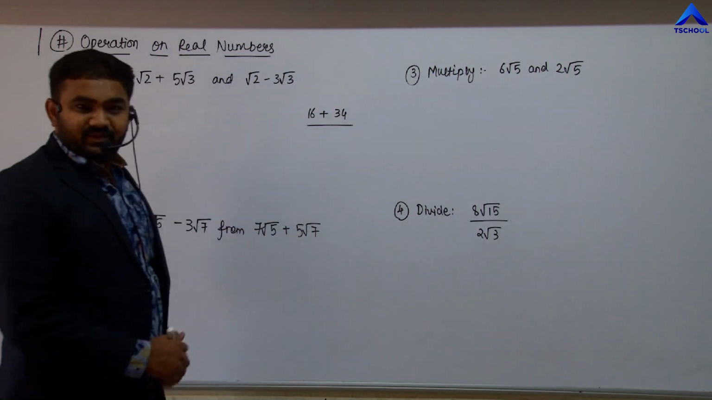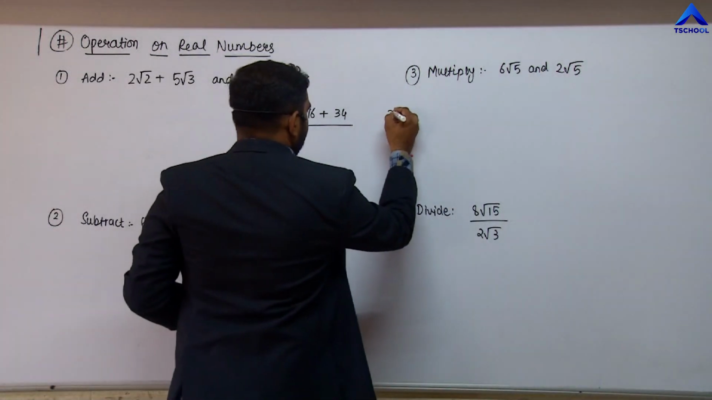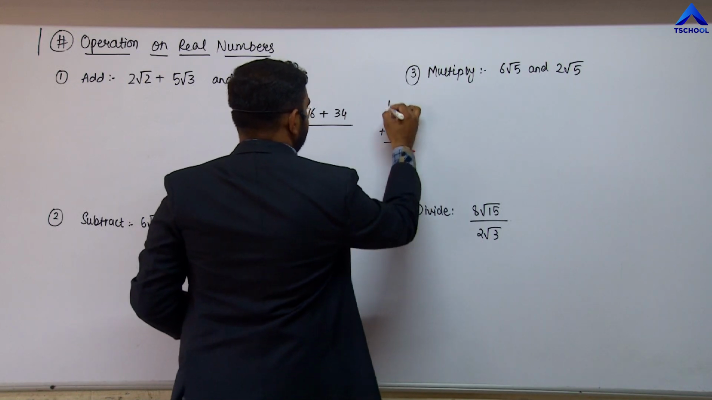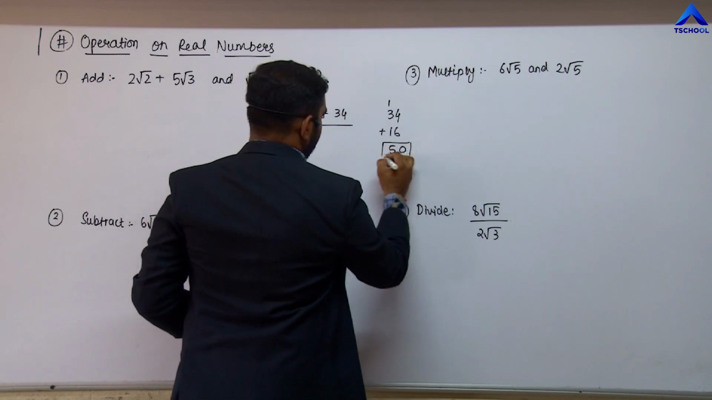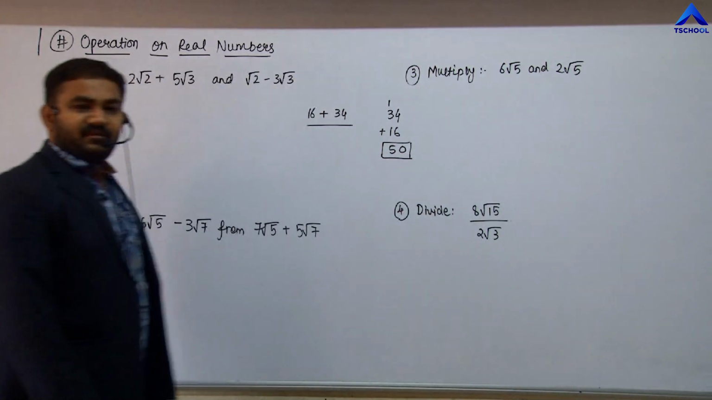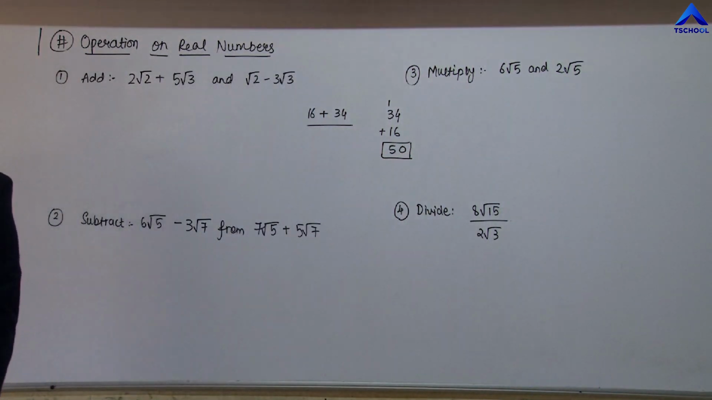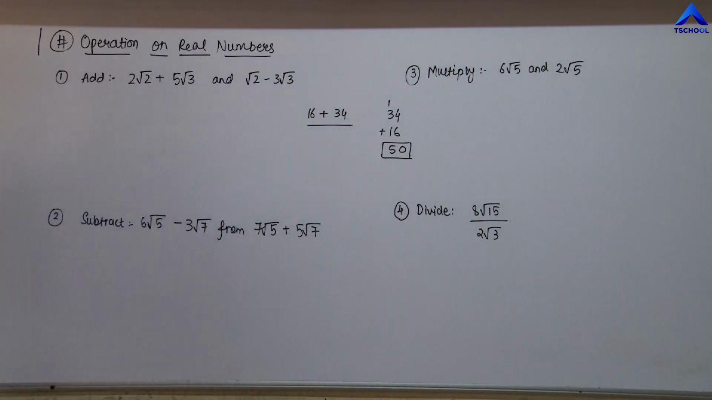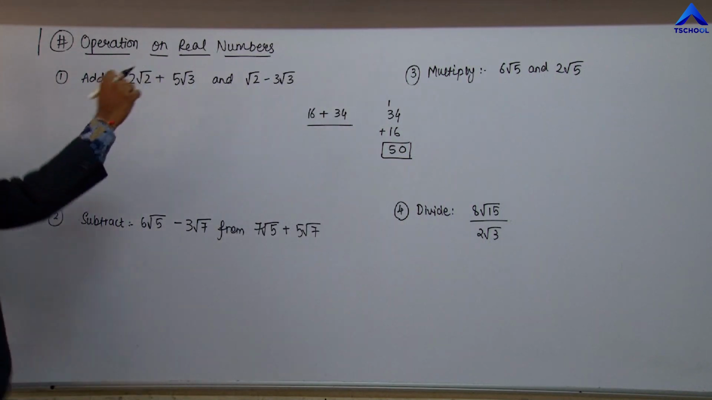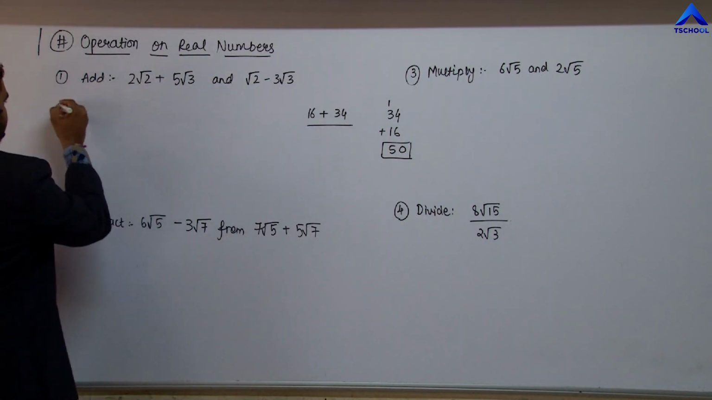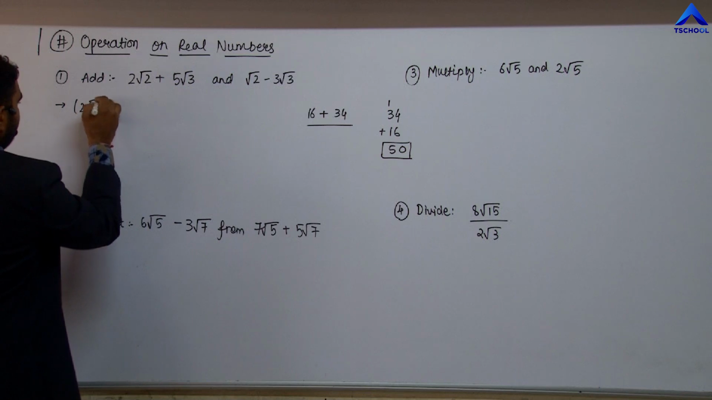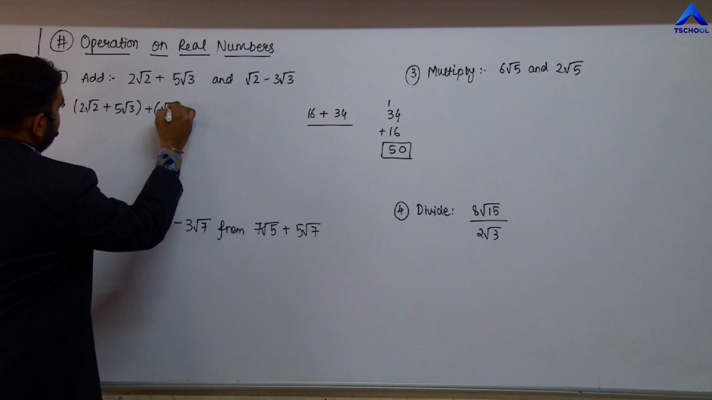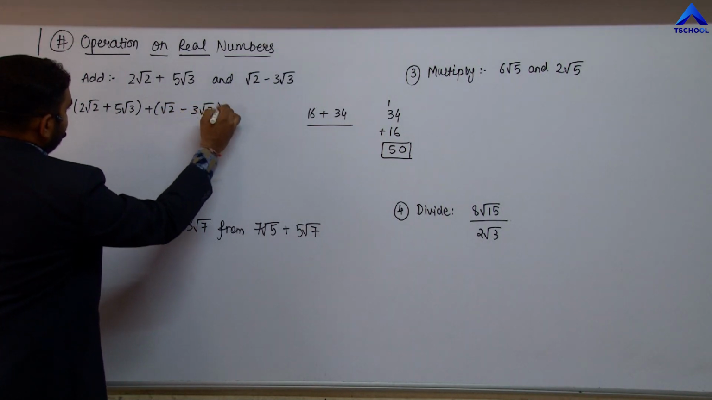So we simply add them like we did in third or fourth standard or first or second standard. 6 plus 4 is 10, 3 plus 2 is 5. So we got an answer as 50. But when we are dealing with such kind of examples, what are we going to do? At that time we are going to simply add them. That means the solution here is 2 root 2 plus 5 root 3 plus root 2 minus 3 root 3.